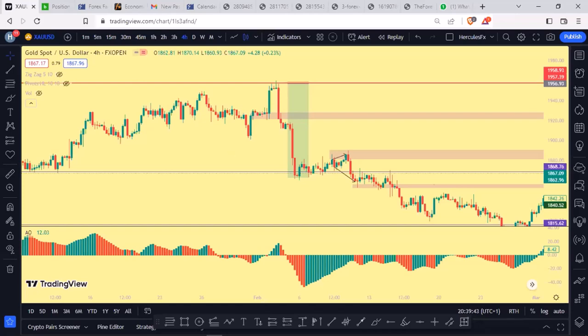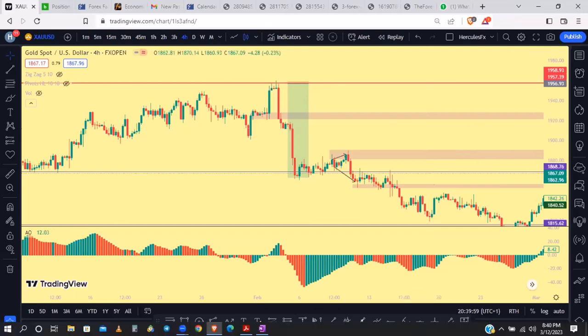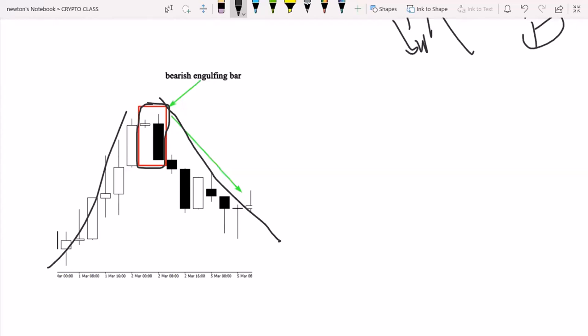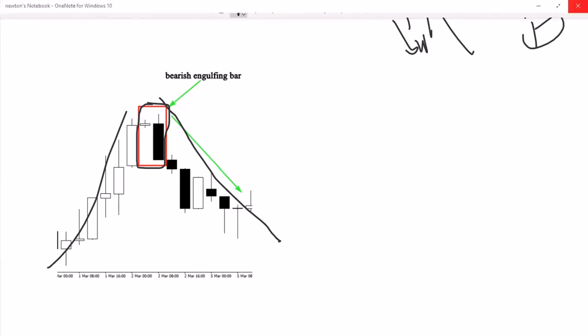Okay. All right. So, like I said, this just tells us that sellers are in control. Let me exit my long position, or my buy position, and see if I can jump in on a sell position to take advantage of what the market has to offer. So that is all about the bearish engulfing candle.